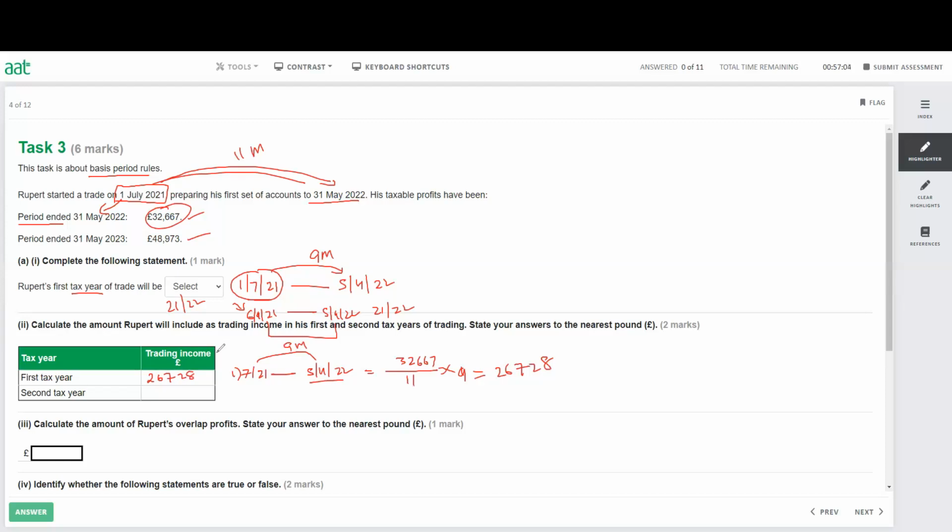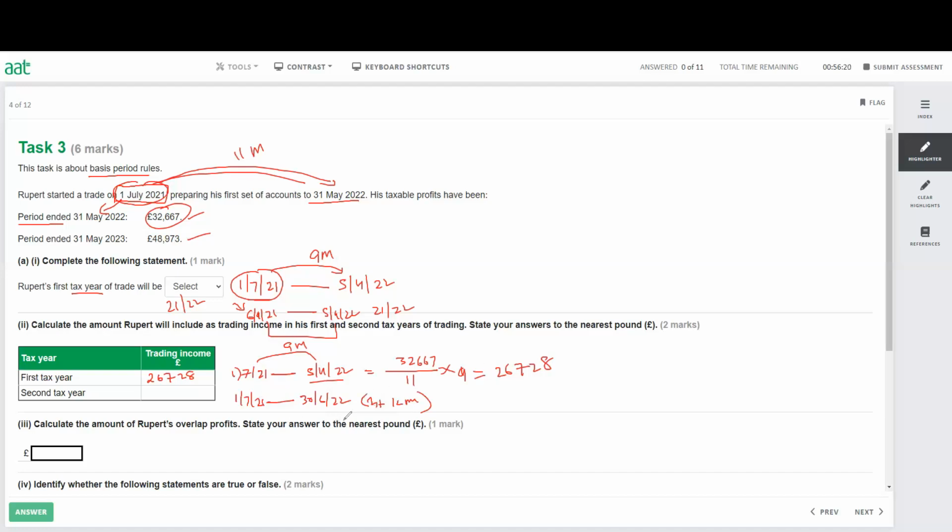The second tax year depends on the situation. If my first period of accounts is less than 12 months, on the second tax year I'll take the first 12 months. That means from the day I started the business, 1st of July 21, I'll stop after the first 12 months. That means I'll carry on July to June, so it's the 30th of June 22, the first 12 months. Make sure you revise the basis period rules very well. In the exam, another one could come, so you need to make sure you know all the rules.